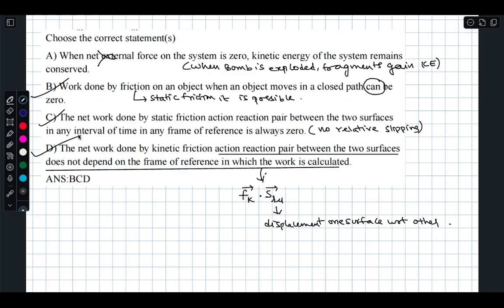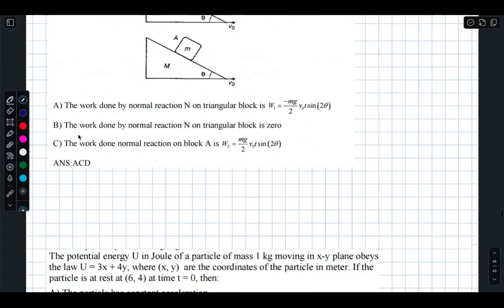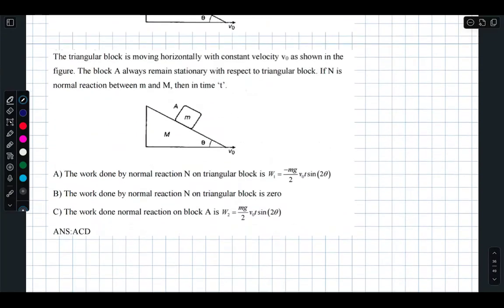But I still open this discussion to you. If you have any doubts, please ask me. Tejaswini, any doubt? Right. But static friction also is the same situation. There is no relative slipping. Whether you are in an inertial frame or a non-inertial frame makes no difference. Next question.